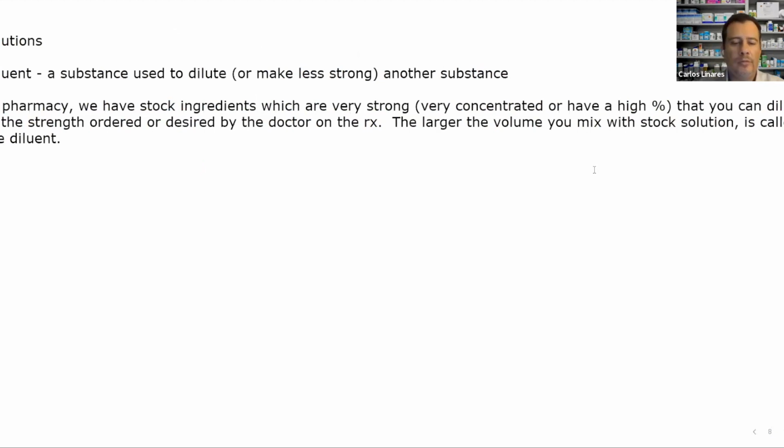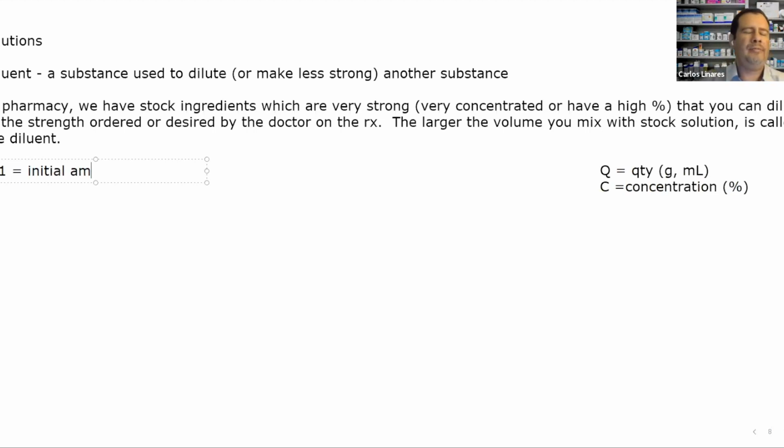letters mean. So Q stands for quantity, okay, which is measured in grams or mLs. And then C stands for concentration, measured in percentage. Now let's look at this. We have Q1, which is your initial amount, and this is a low amount, okay? But this would be the lower amount. And again, measured in grams or mLs.